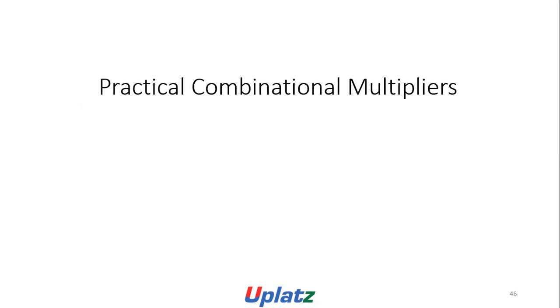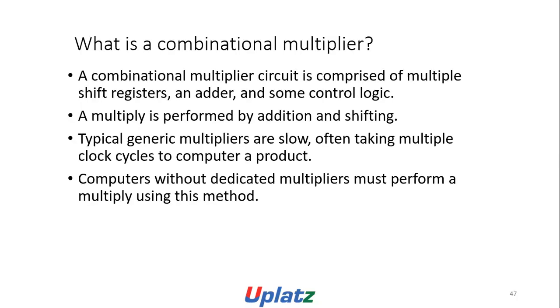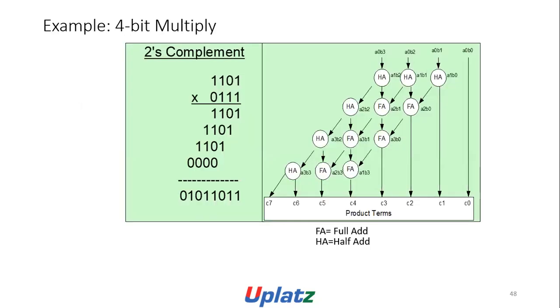Practical combinational multipliers. What is a combinational multiplier? A combinational multiplier circuit is comprised of multiple shift registers, adders, and some control logic. Multiplication is performed by addition and shifting. Typical generic multipliers are slow, often taking multiple clock cycles to compute a product. Computers without dedicated multipliers must perform a multiply using this method.